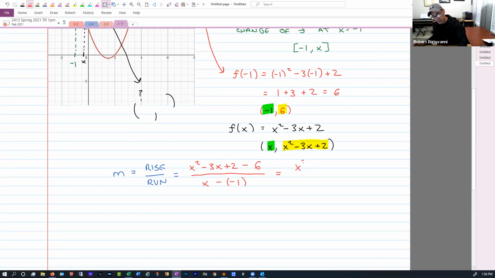We get x squared minus 3x. On top we have -4, and then on the bottom we have x plus 1. Okay, and here is the big point where we're like, okay, now this becomes calculus.